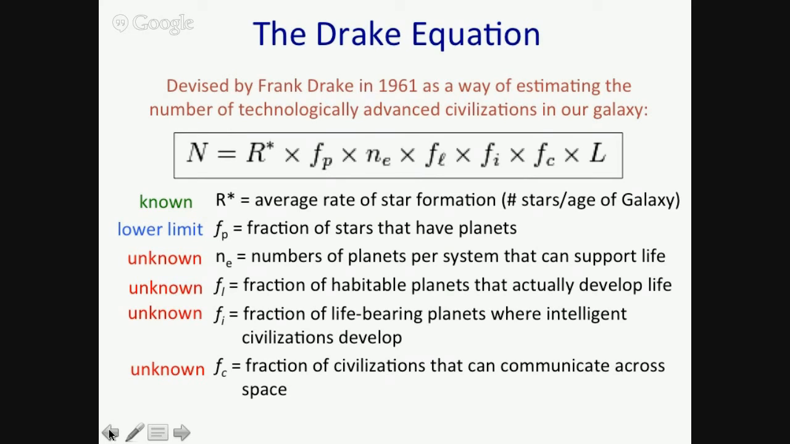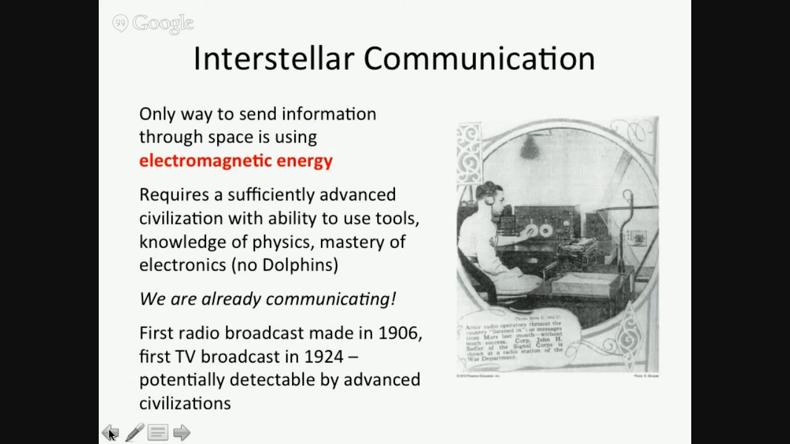And that's a fairly recent outcome of our particular species because it requires electromagnetic energy. It requires the intelligence and the tools to harness electromagnetic energy. And, you know, it requires electronics, which really kind of rules out dolphins from being a communicating intelligent civilization because it's hard to build electronic radios in seawater, right, with flippers. So this starts to sort of pin down our numbers a little bit more.